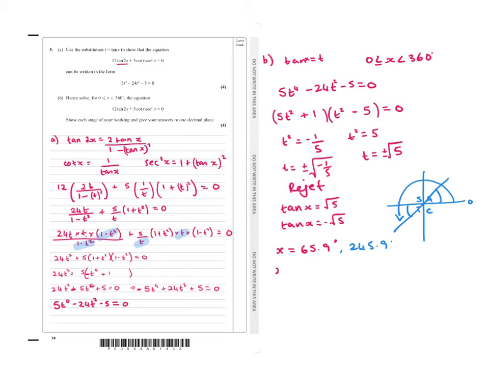Then if I carry on, and I do shift tan of minus root 5, I get minus 65 degrees, which is here. Okay, so that's going to reflect here. So we know that this is going to be 65.9 degrees. Now remember, we're going to start at 0.